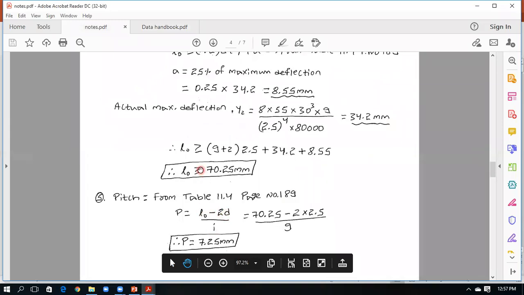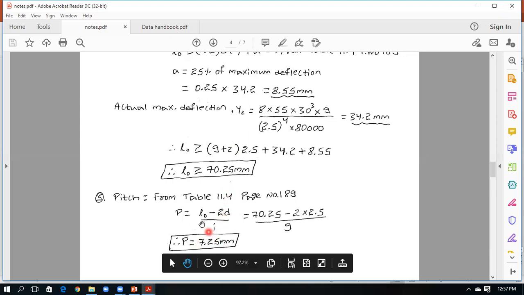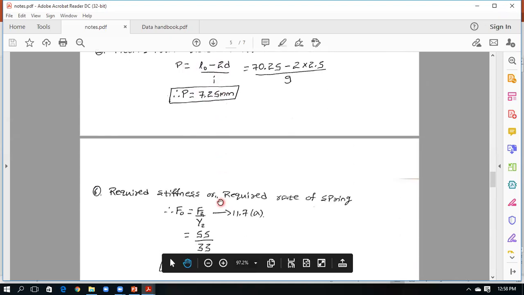L naught is free length. Substitute that. D, diameter of the coil wire. Substitute 2.5. I value you have calculated, it is 9. Substitute that. From that, we will get the pitch.